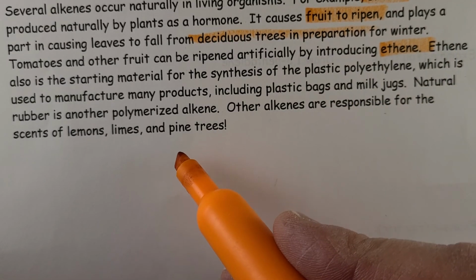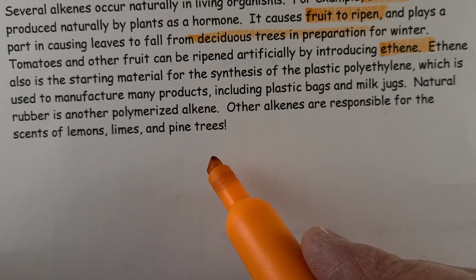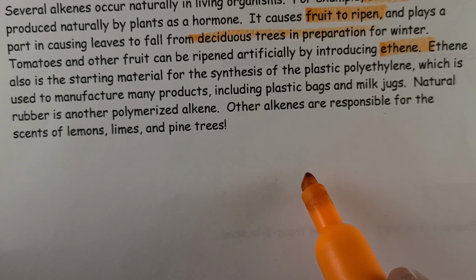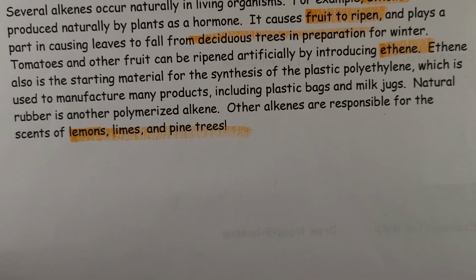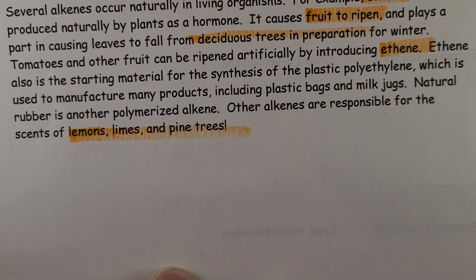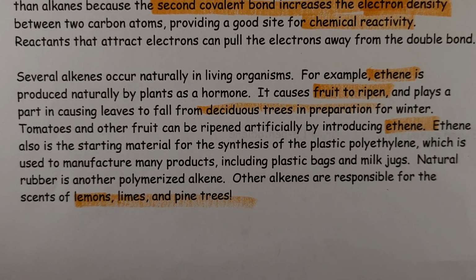Natural rubber is another polymerized alkene. Other alkenes are responsible for the scents of lemons, limes, and pine trees. So there we go. So we went through the naming and some uses and drawing the structures. So you should be able to do the assignment now.